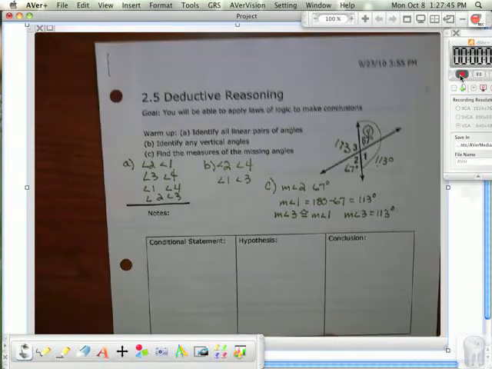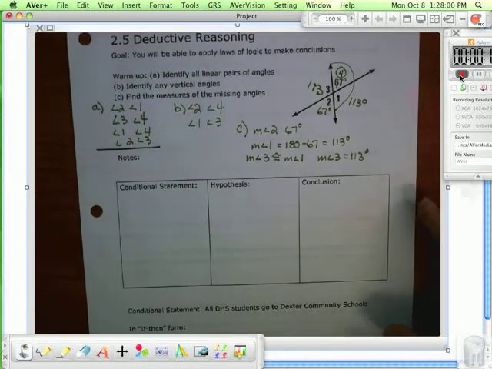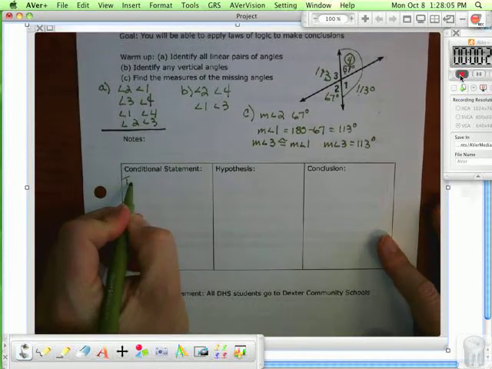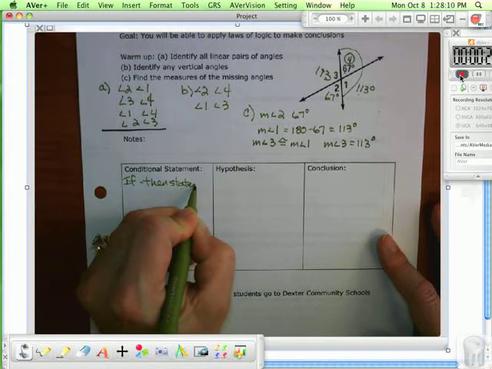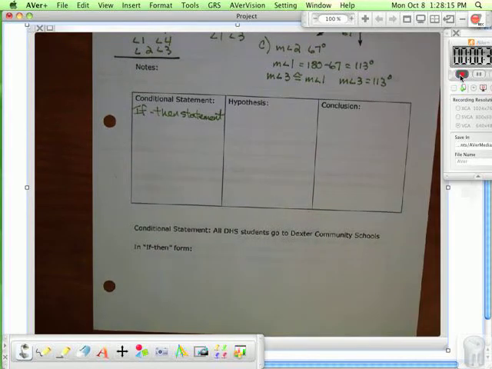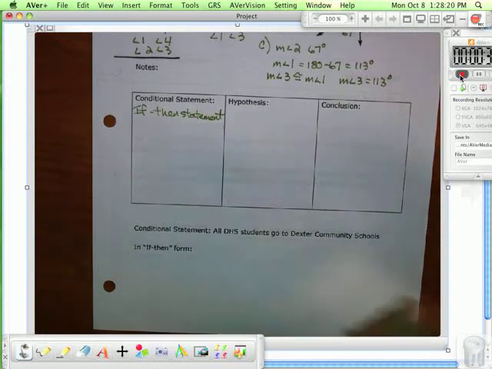Today, you will be able to apply laws of logic to make conclusions. How many people have done hypothesis and conclusions in science? If-then statements, yes, it's very similar. So, a conditional statement is an if-then statement you should be writing. That's what a conditional statement is, because there's a condition. If this happens, then this will happen.